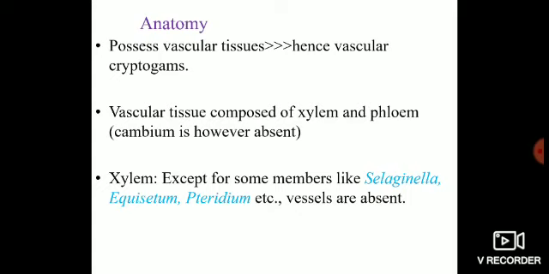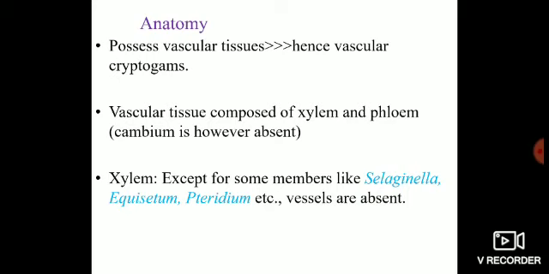And the vascular tissue in case of these pteridophytes is composed of xylem and phloem as usual. However, you have to remember that in these plants the cambium is absent, and this is the reason that secondary growth in case of pteridophytes is impossible. Okay, because it is cambium, this meristematic tissue, which helps us in the secondary growth of stems and roots. Okay.